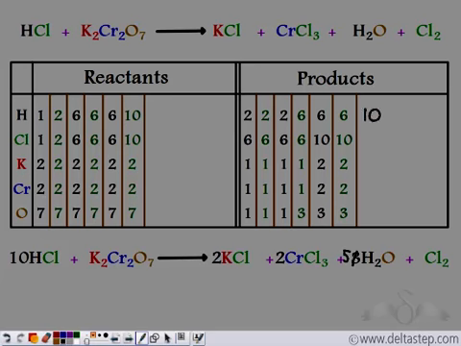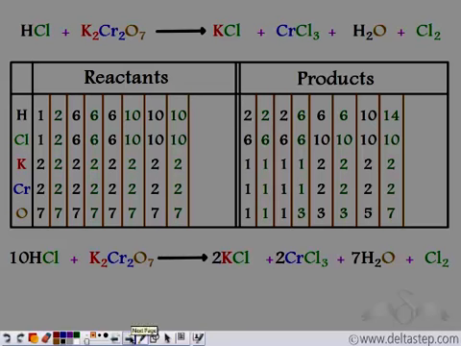Let's look at the remaining things. Hydrogen becomes 14 now. Chlorine atoms we have not changed. So these numbers remain the same. And similarly, no change on the reactant side. So now our oxygen atoms are balanced. Chromium is balanced, potassium and chlorine is balanced.